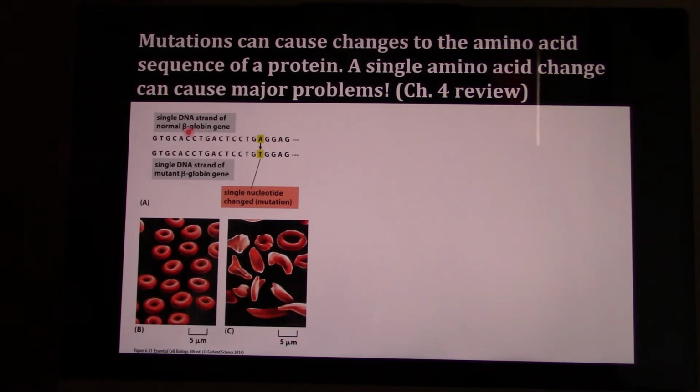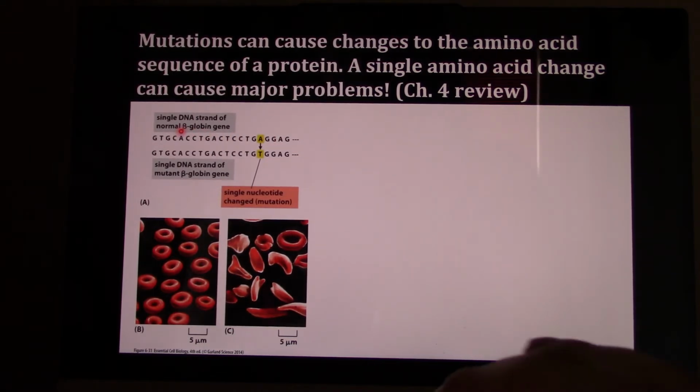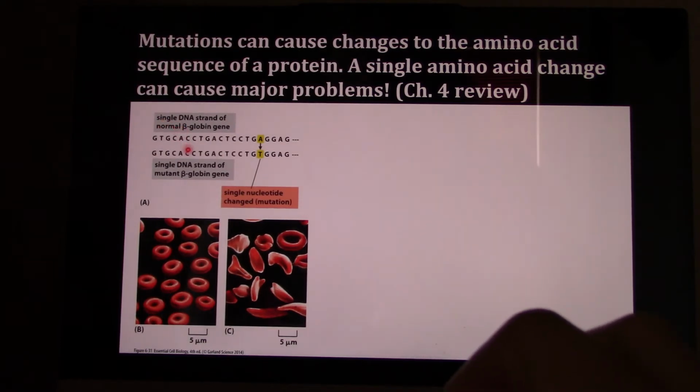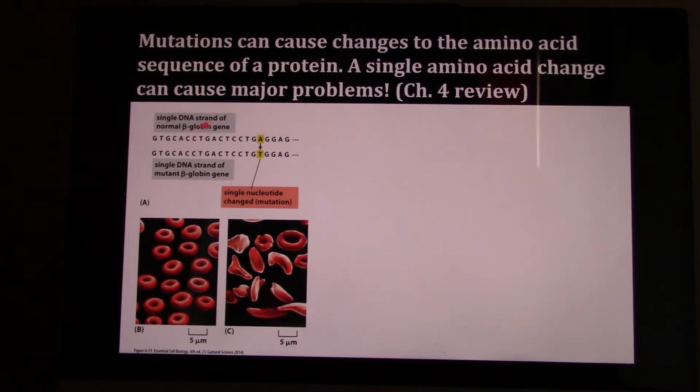An example here is that in sickle cell anemia, it's actually caused by a single DNA strand mutation. So here's a single DNA strand of normal beta globin gene. And with your studies of the hemoglobin, you should know that hemoglobin contains 2 beta globin proteins, and it includes 2 alpha globin proteins. So here we have the DNA strand that is normal, and it has an A in this position highlighted in yellow.